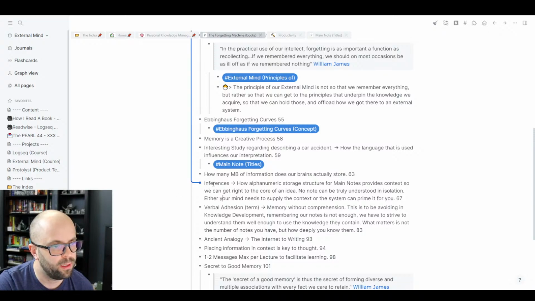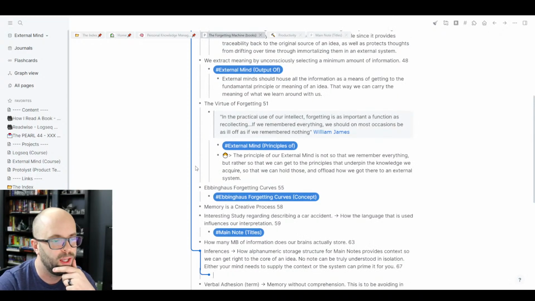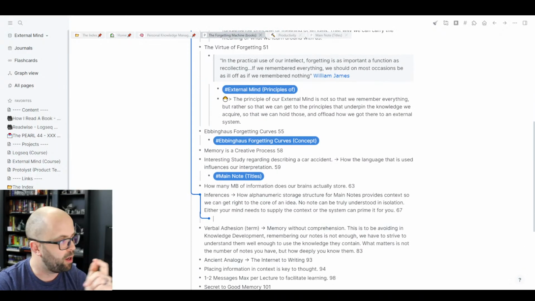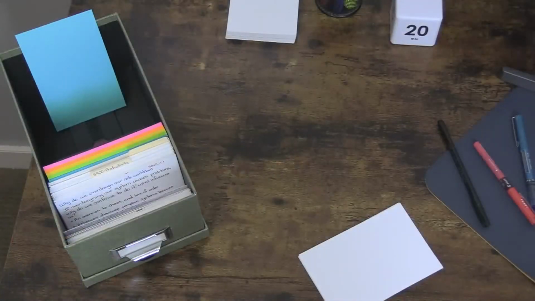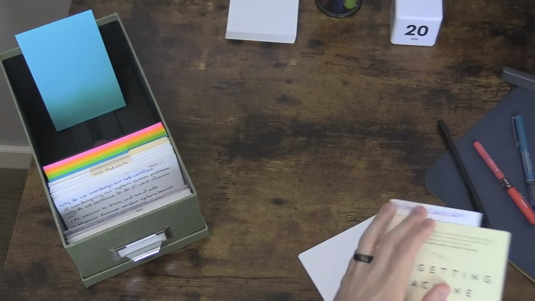This one, inferences: how an alphanumeric storage structure for main notes provides context so that we can get right to the core of an idea. No note can be truly understood in isolation. Either your mind needs to supply the context or the system can prime you for it. So yeah, this was an idea that I actually wrote out on my note card as I was reading.